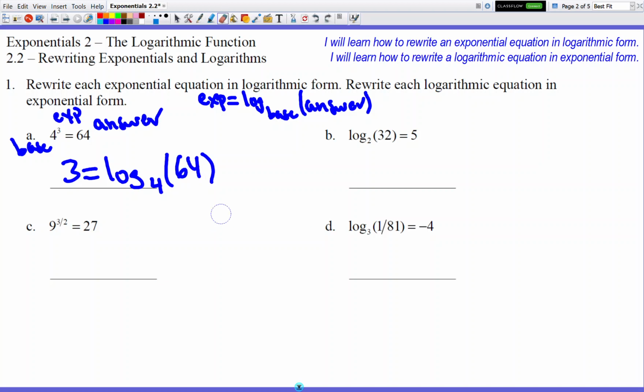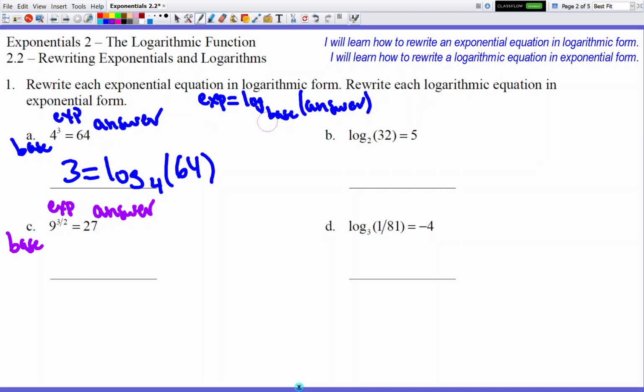I suggest you label these pieces, because if you label them, you're going to get to know them a lot better. Let's keep it consistent. This 9 is called base. This, 3 over 2, is called exponent. And this 27 I call answer. Because this is exponent form, we're going to change to log form.